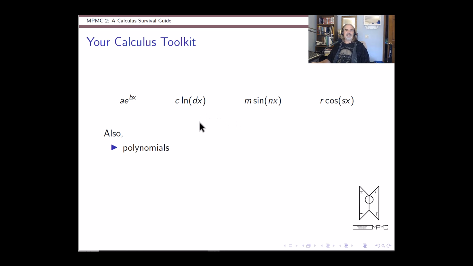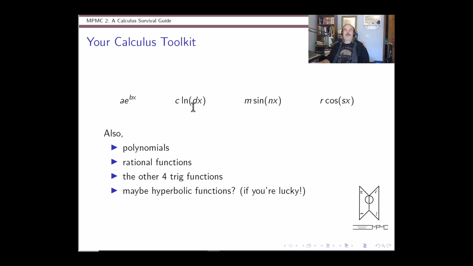You're also going to see polynomials. You're going to see rational functions. You're going to see the other 4 trig functions, which are defined based on sine and cosine. If you're lucky, you're going to get to encounter hyperbolic functions, which are actually exponential functions at heart, even though they are named after the trig functions. There is a story to that.